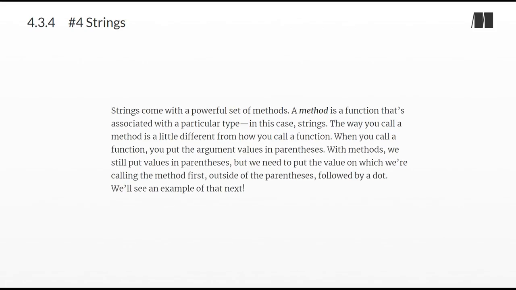Strings come with a powerful set of methods. A method is a function that's associated with a particular type, in this case, strings. The way you call a method is a little different from how you call a function. When you call a function, you put the argument values in parentheses. With methods, we still put values in parentheses, but we need to put the value on which we're calling the method first, outside of the parentheses, followed by a dot. We'll see an example of that next.